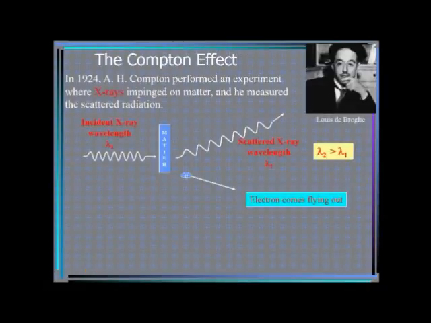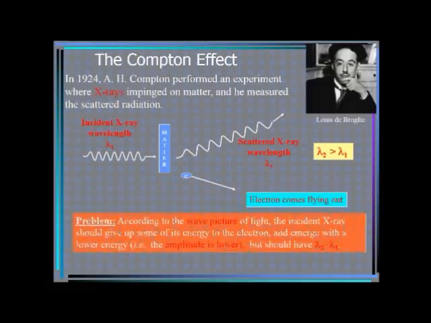Now coming to the second problem, that was the Compton effect. In this case, an incident X-ray of wavelength lambda 1 was emitted and struck matter. Some electrons came out from the matter. According to the wave picture of light, the incident X-ray should give up some amount of energy to the electron and emerge with a lower energy. That is, the amplitude should be less, but it should have the same wavelength. But it didn't happen in this case.